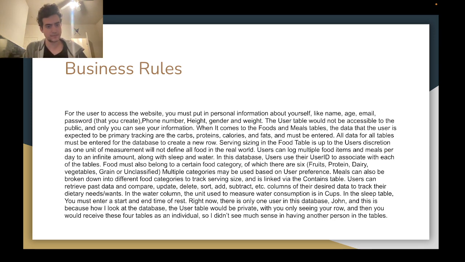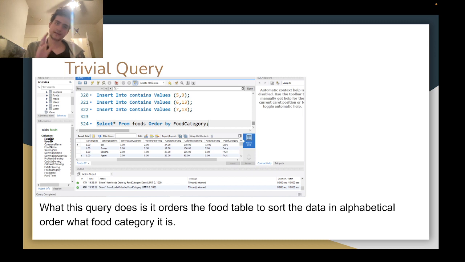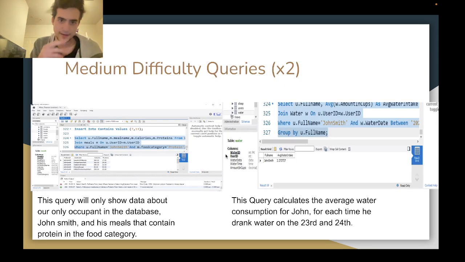Okay, now we're moving into the queries. We've got the trivial query. It orders the food table to sort the data in alphabetical order of the food category. It's a pretty simple one. You can see up here it's just dairy, fruit, all that. And then we've got our medium difficulty queries. I'm just going to speed through these.